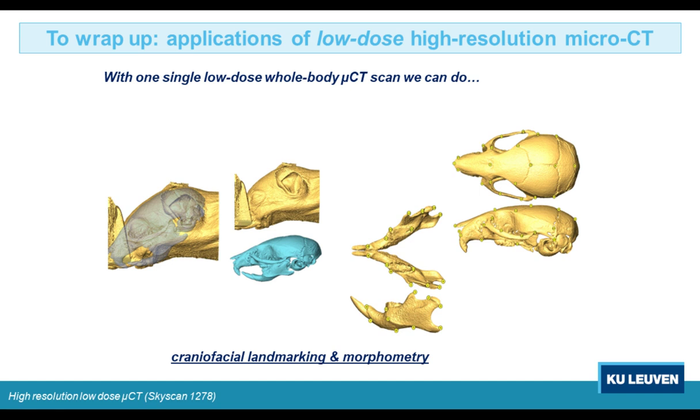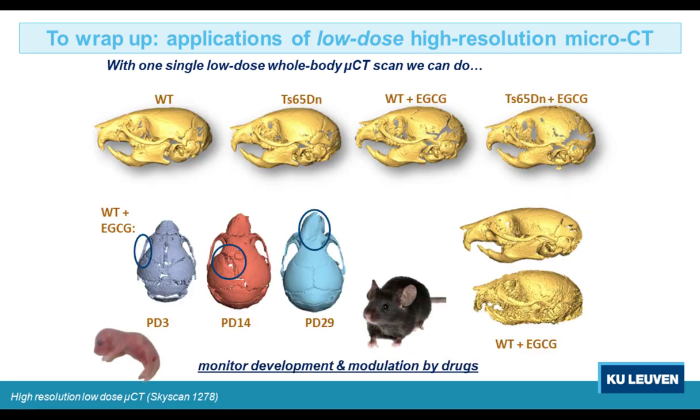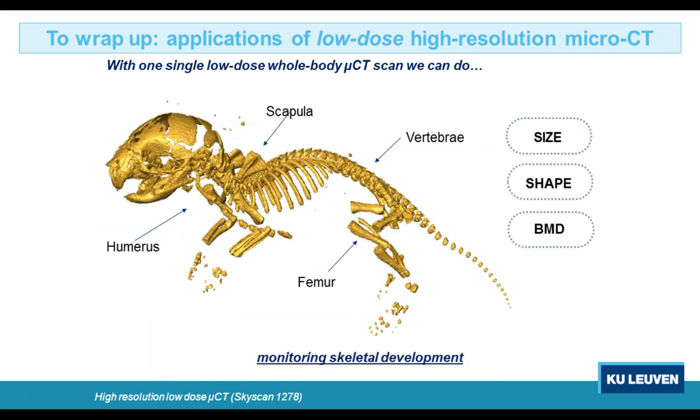So to wrap up, for me, what makes me such a fan of microCT is that it's a relatively simple technology. It works really well. A scan is super fast, but you can get so much information and biomarkers out of it. So with one single low-dose whole-body microCT scan, we can get information and landmarking and morphometric analysis for the skull and the face. We can also get and monitor very subtle changes throughout development and also upon modulation by drugs that interfere with development.